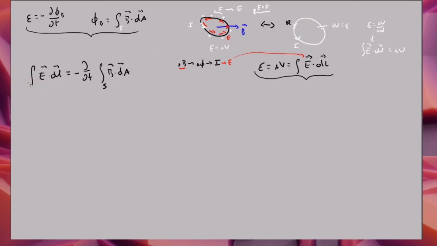I'll put S here, but just remember that this is the edge. You integrate along the edge of surface S here, and over the surface S here. There's a difference: this is dA, this is dL. Here you integrate along the edge, adding up all of these little dLs, and here you have all the little dAs, so you take dA, dA, dA, and add all of these little segments of area up.